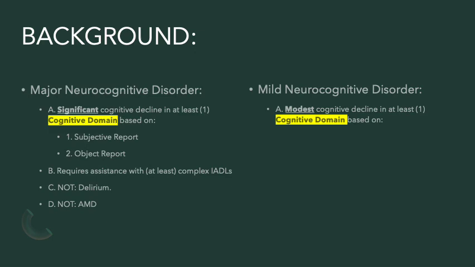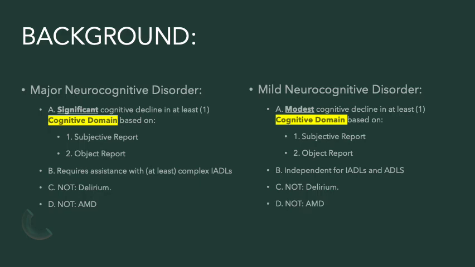Comparatively, mild neurocognitive disorder requires a modest cognitive decline in at least one cognitive domain, and that's based on, again, subjective report, as well as objective report. These individuals are still independent for IADLs and ADLs, although they may need some more assistance with these things. It is not due to delirium, nor is it due to another mental disorder.